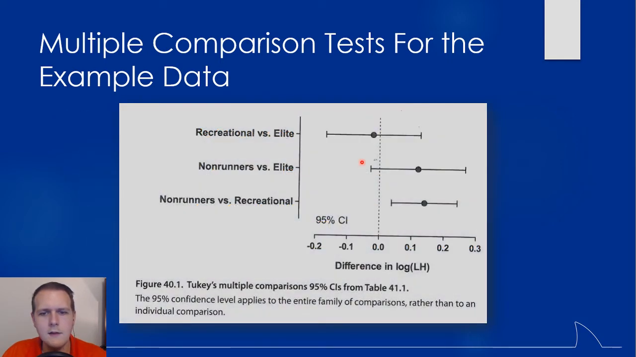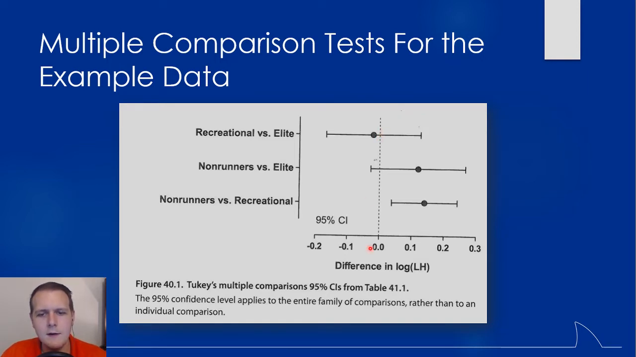Looking at this, we find that each of the groups was compared together. So we have recreational versus elite, non-runners versus elite, and so on. And you can see that when you run these family-wise comparison rates, the confidence intervals tend to get bigger, right? Because we're giving ourselves more wiggle room, and it's harder to achieve significance, and thus you're less likely to make that type 1 error.